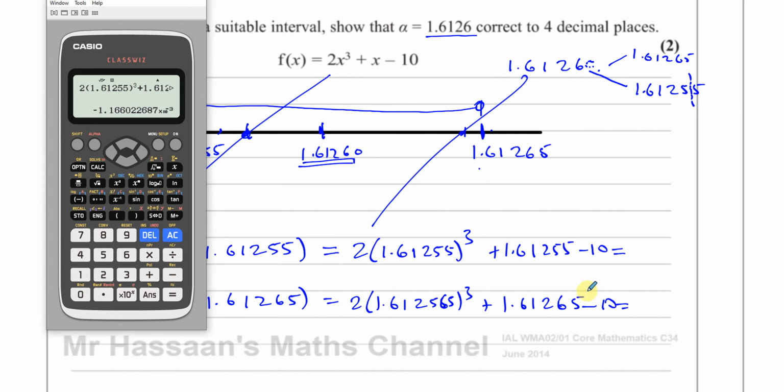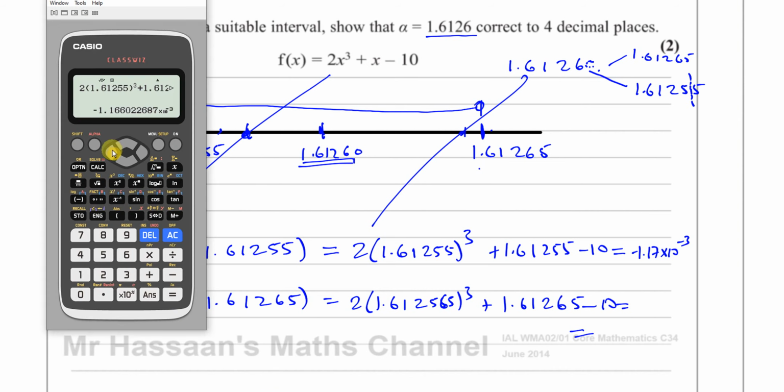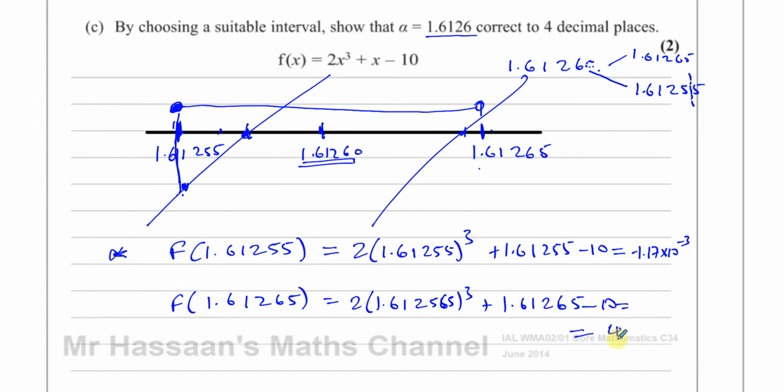Now that gives us minus 1.17 times 10 to the power of minus 3. So that's a negative. And this will give us, I'll write it down here. So I'm going to go back now and change this to 1.61265. I'll press equals, and you can see that's now positive. So that's 4.94 times 10 to the power of minus 4.